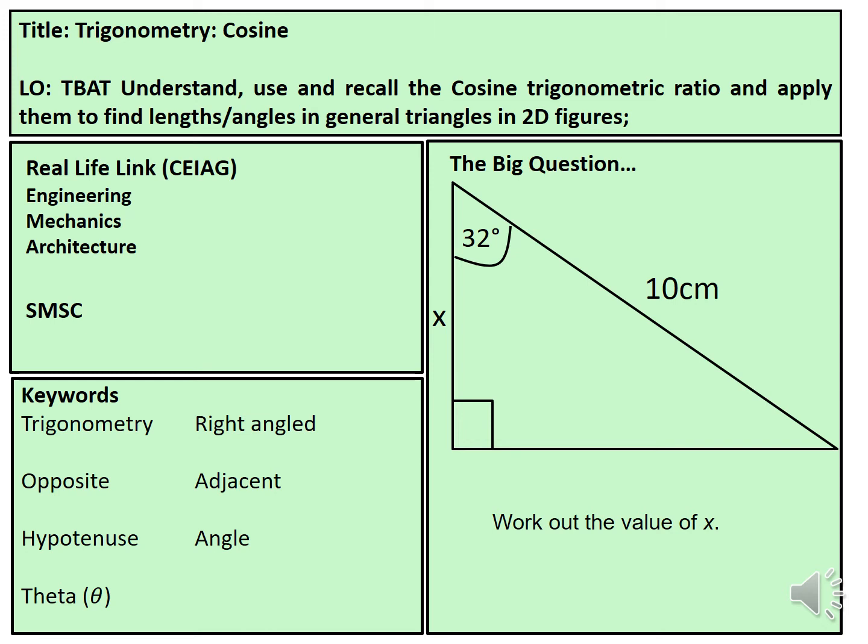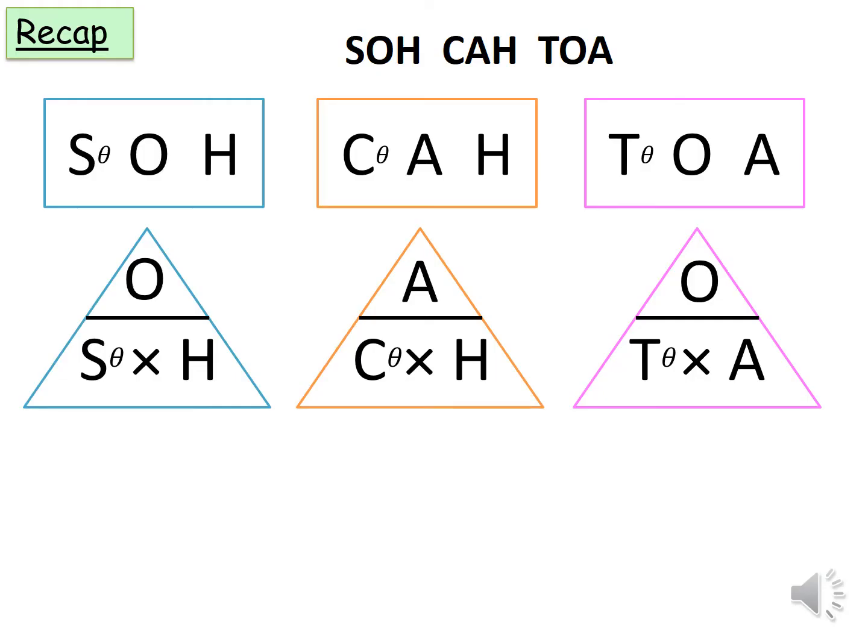Alright guys, this is lesson 3 on trigonometry, and today we're going to find the cosine trig ratios and apply them to find the lengths and angles in a right angle triangle. Alright guys, these are the trig formulas. They won't be given to you in an exam, so you need to memorize this by heart.